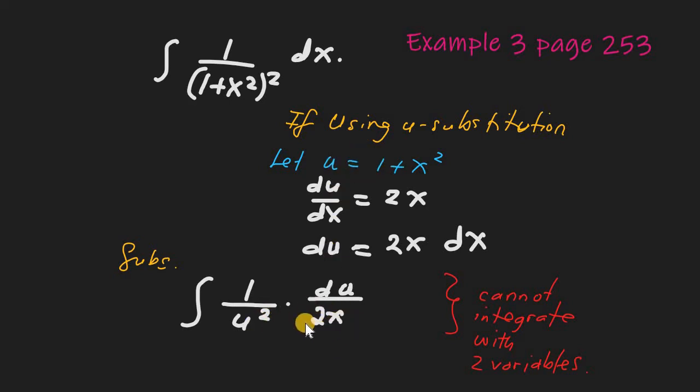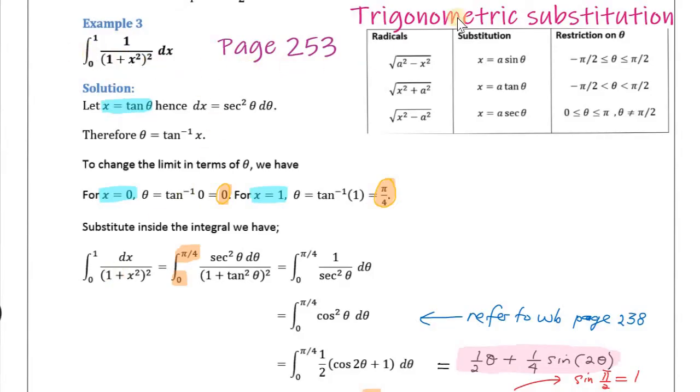You cannot split, so you are stuck. You cannot use a simple u substitution this way because up to this level there are still two variables and the x is still there. You cannot integrate with two variables. In other words, you cannot use a simple u substitution. So for this question, we have to use trigonometric substitution.